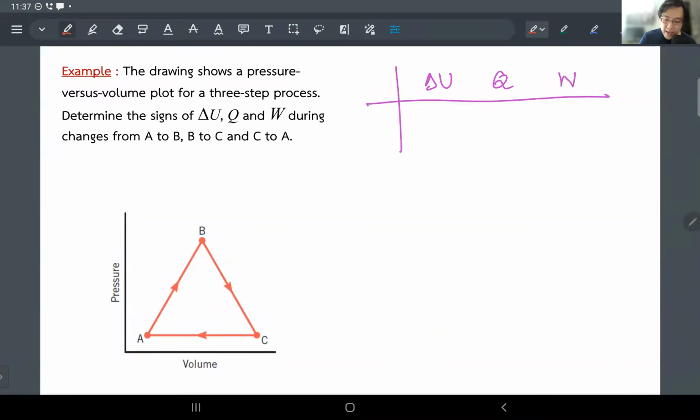Let's attack A to B first. All right, here we go, guys. What should happen between A and B? Let's attack the easy one. Well, it's an expansion from A to B. It's getting bigger in volume, so I guarantee that W is going to be positive.